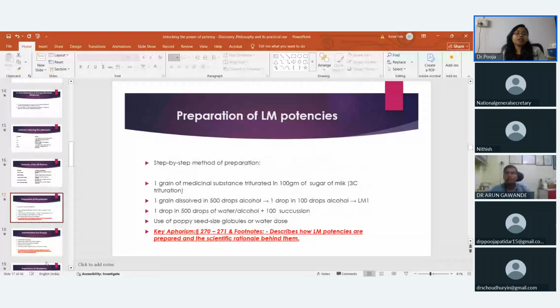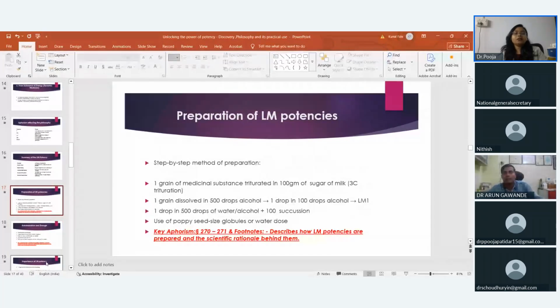Now let's see the preparation of LM potencies. If you have a 3C potency, you can directly take 1 grain of 3C potency and dissolve it in 500 drops of alcohol, and take 1 drop from the solution and add 100 drops of alcohol and give 100 succussions, then you will get the LM1 potency. But nowadays, LM potency is easily available in our homeopathic pharmacy, so we can directly use poppy seed size globules to dispense to our patient. And for further description, we can refer to aphorism number 270 to 271 and footnote to know about the scientific and rational thoughts behind the development of LM potency.